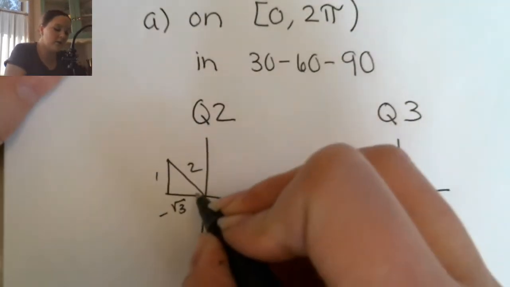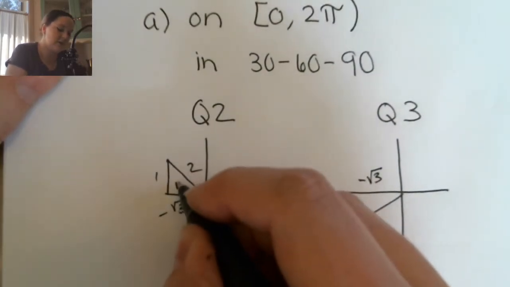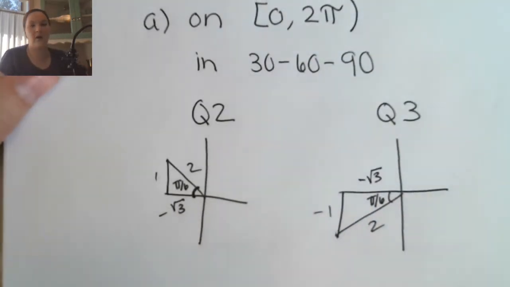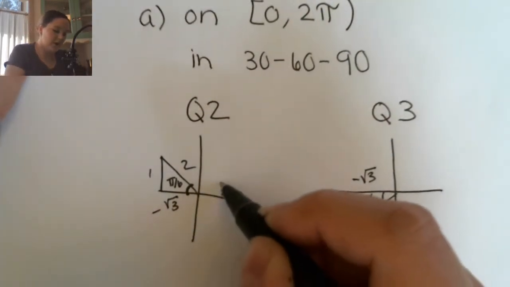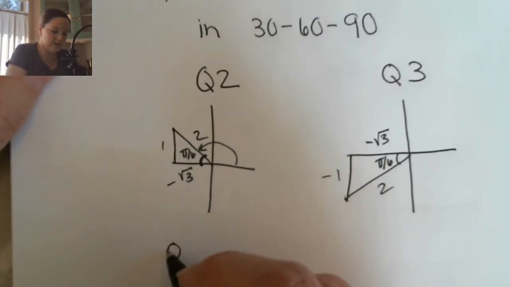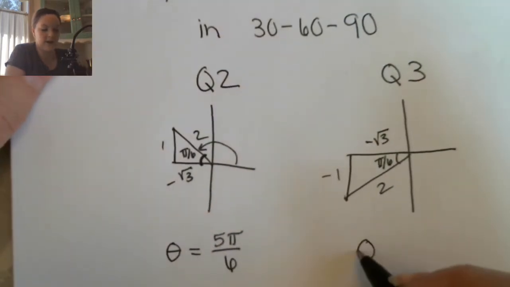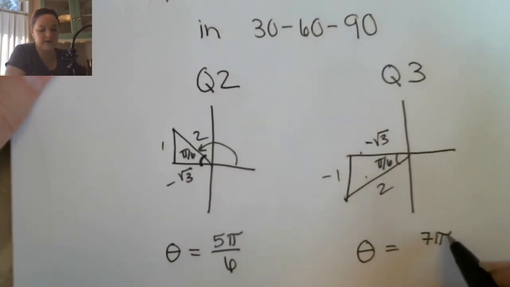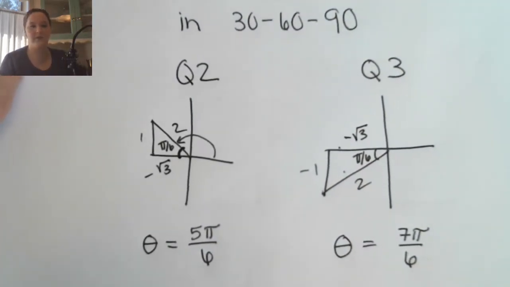Now we know that here, because this is the smaller side, it has to be across from the smaller angle. This is pi over 6, and so is this. Our reference angle is pi over 6. So our larger angle here is going to be pi minus pi over 6, or 5 pi over 6. And then here we have pi plus pi over 6, or 7 pi over 6. So same reference angle, pi over 6, two different quadrants.